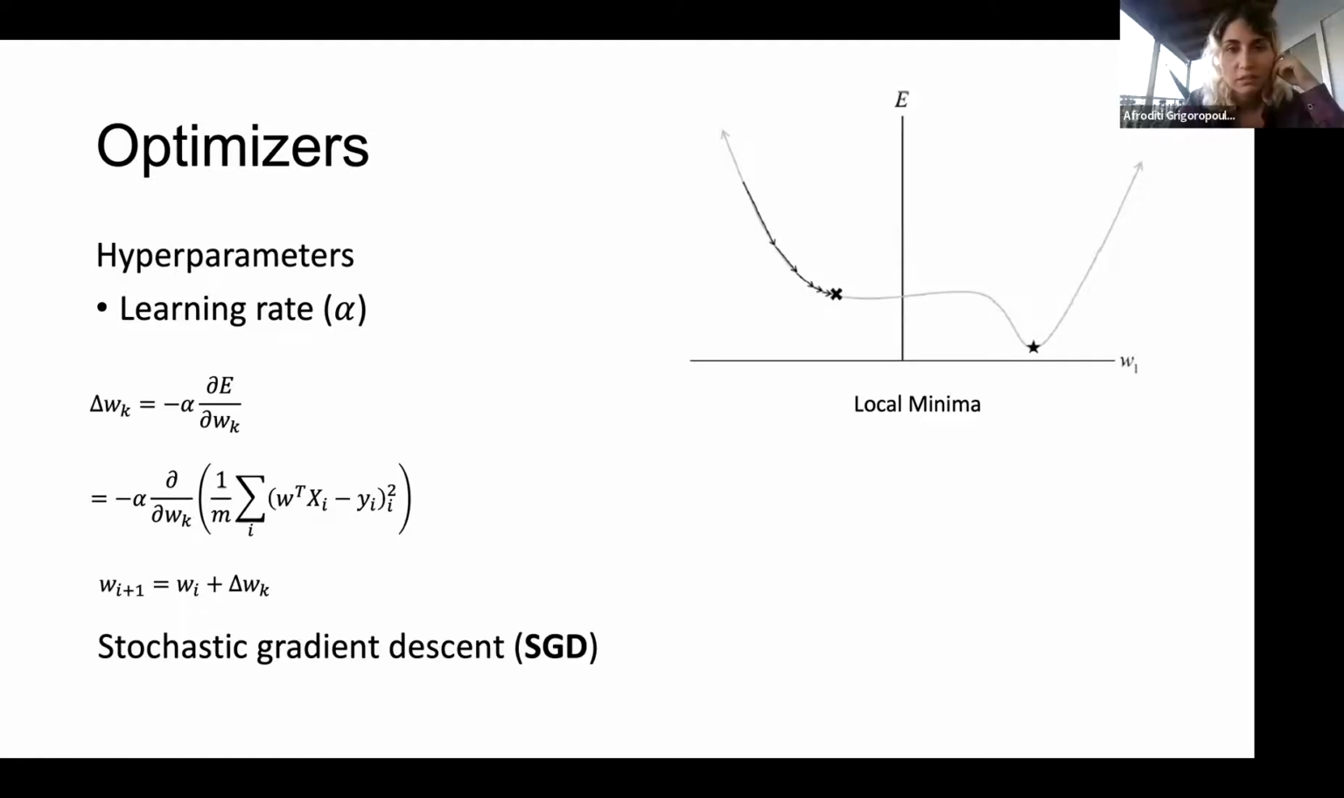Where the star is, right? So right now we got stuck here. Sorry, we got stuck here, and the desired point is this one. So what can we do to prevent that, right?